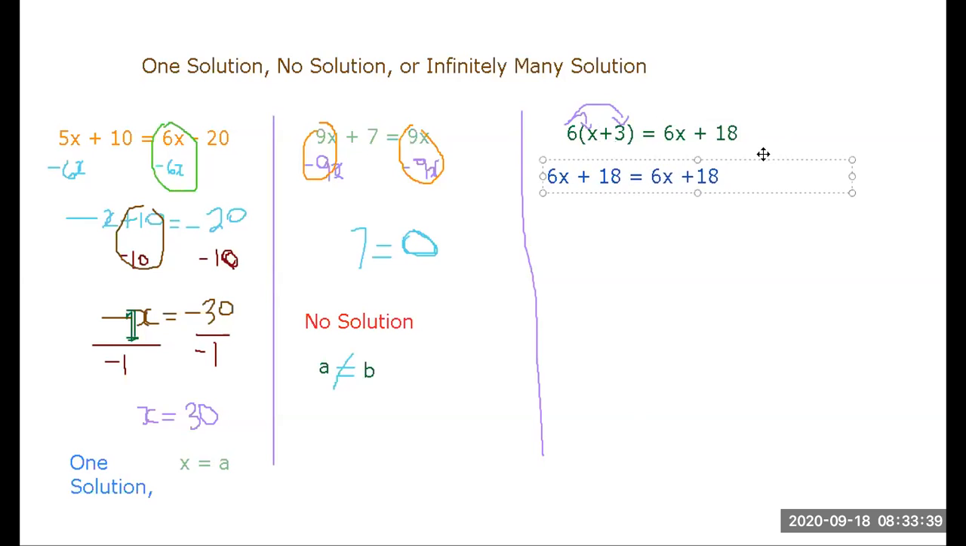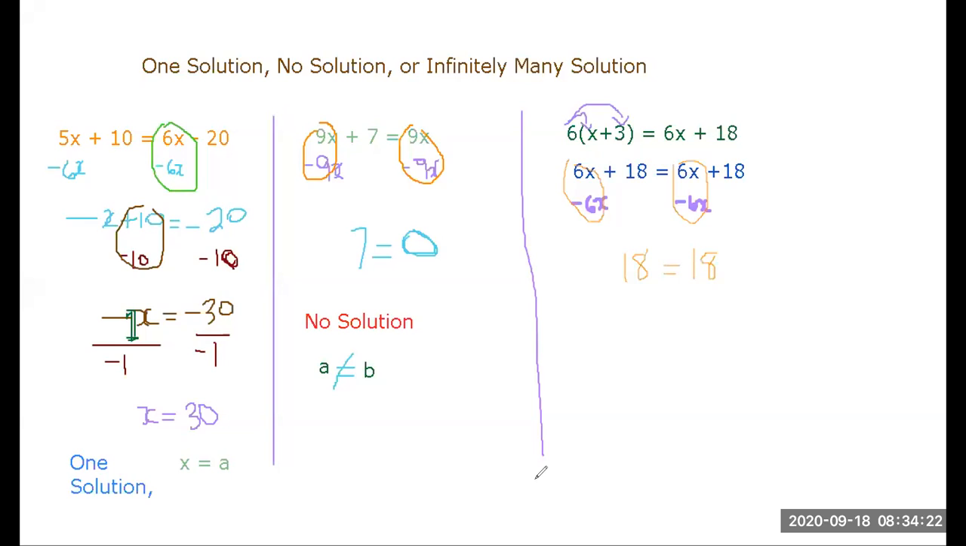Do we realize that both sides are equal? Look at that. We could already see both sides are equal, but we're going to continue. We get x's on one side and everything else on the other side. So I'm going to minus 6x on this side and minus 6x on this side. Already we see that this is going to be 0 and this is going to be 0. So I'm left with 18 is equal to 18.